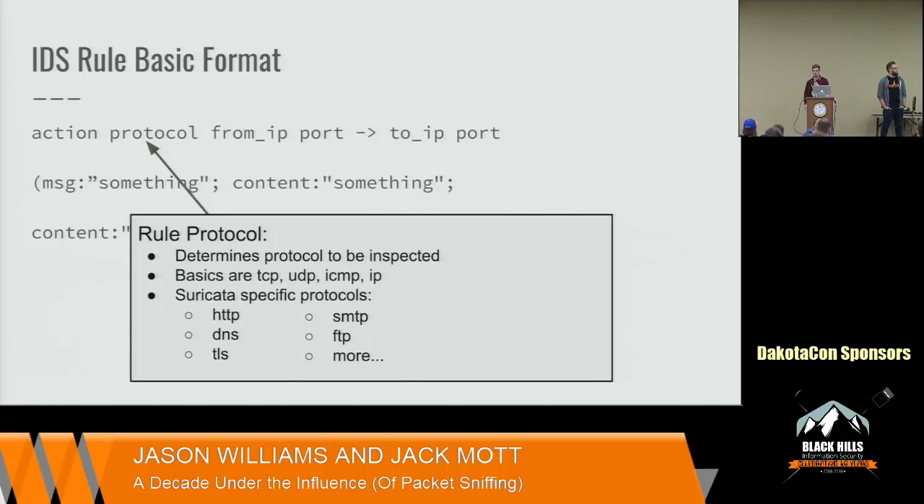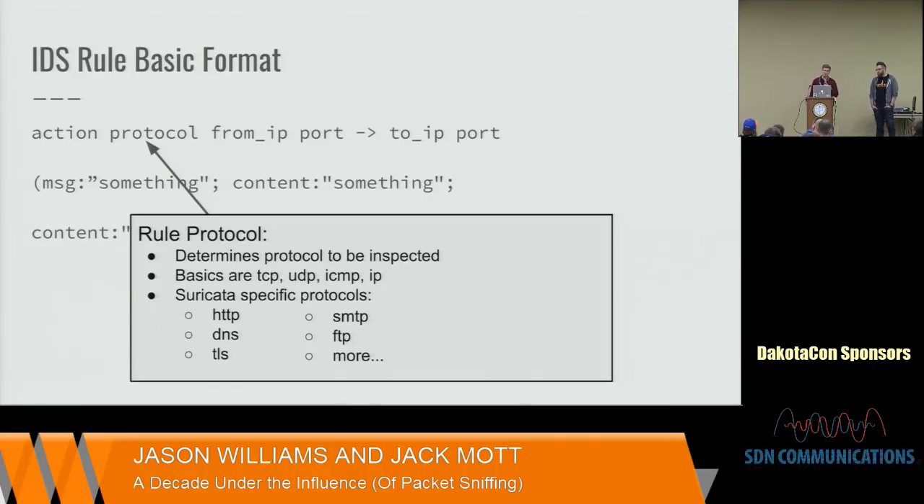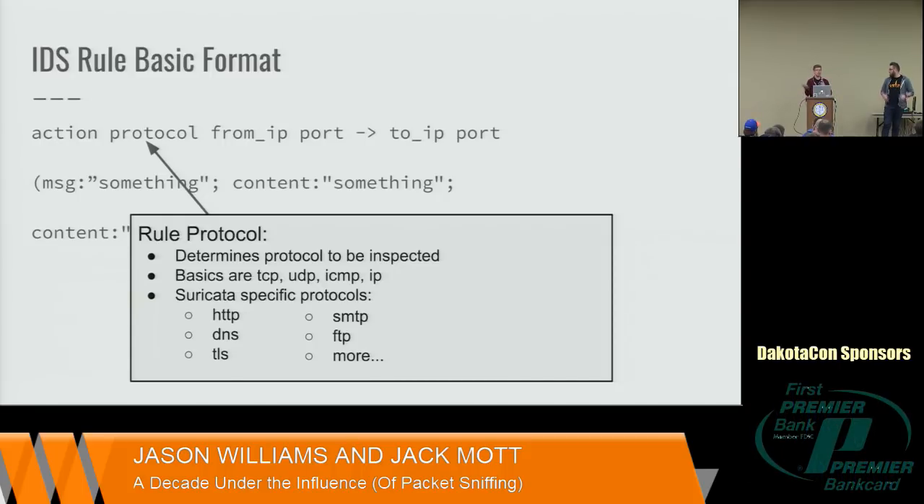Protocol. So this is what we're telling the engine what to look for. The really basic four are TCP, UDP, ICMP, and IP. But then with Suricata, we have specific protocols. So we have HTTP, DNS, TLS, SMTP, FTP, a bunch more. SMB, yep, that just dropped today.